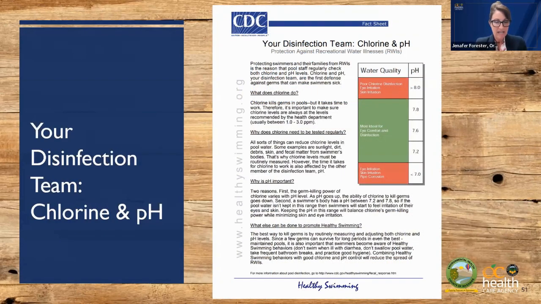CDC also has provided some information on your disinfection team, which is going to be your chlorine and pH, and what sort of interesting things you should know about why this is important. Swimming pool chemistry should be balanced to create a safe and healthy environment. Chlorine and pH should be the first defense against germs that make swimmers sick. And CDC provides information on the role of chlorine and pH and why their levels should be checked daily.